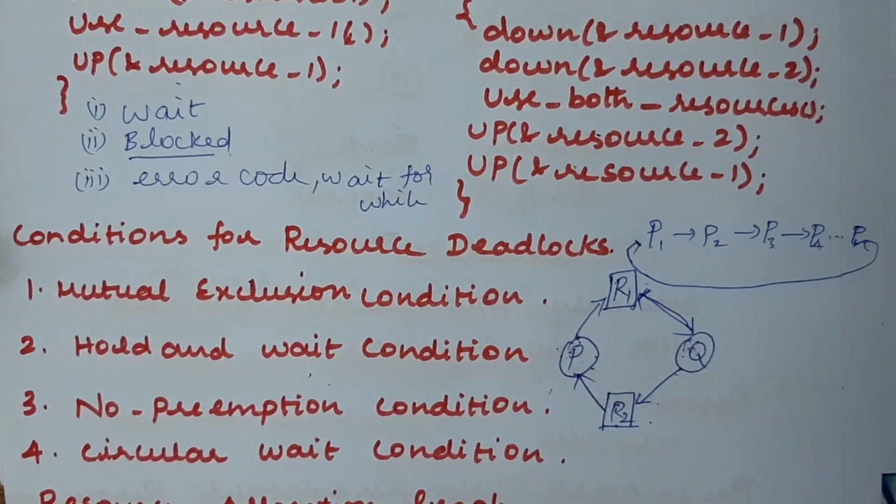If any of these four conditions occurs in the system, it will obviously lead to deadlock: mutual exclusion, hold and wait, no preemption, and circular wait. In deadlock prevention methods, all these conditions have to be prevented or avoided. We have two approaches: we can either prevent the deadlock or avoid the deadlock. We'll discuss all those things in future videos.